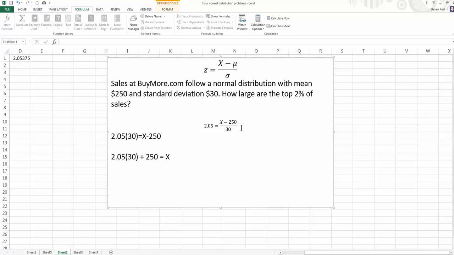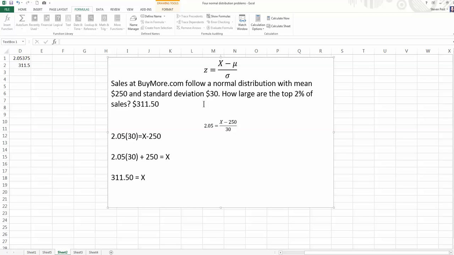And let me have Excel do the calculation for me. Obviously, using a calculator would be even easier. 2.05 times 30 plus 250, and 311.50 equals x. So the answer to our question, $311.50 is how large an order has to be in the top 2%.